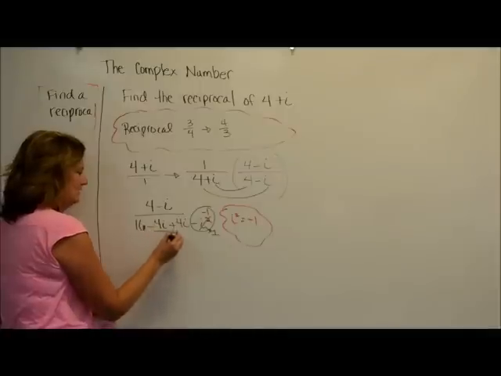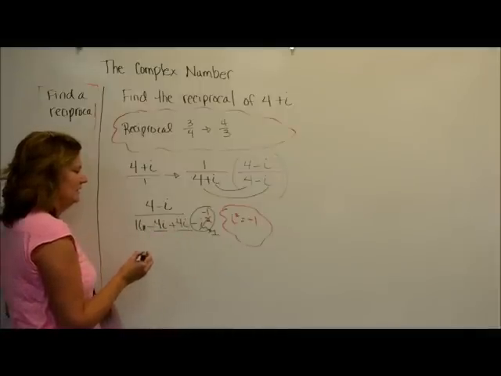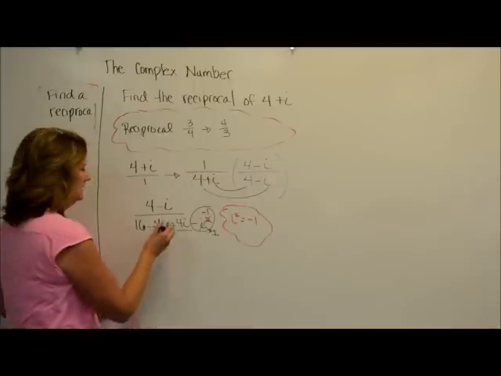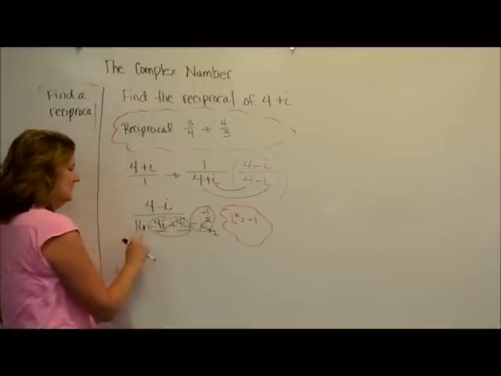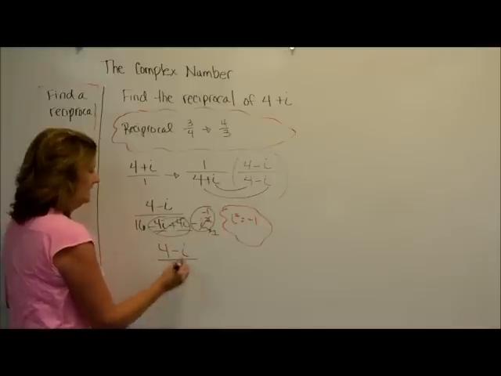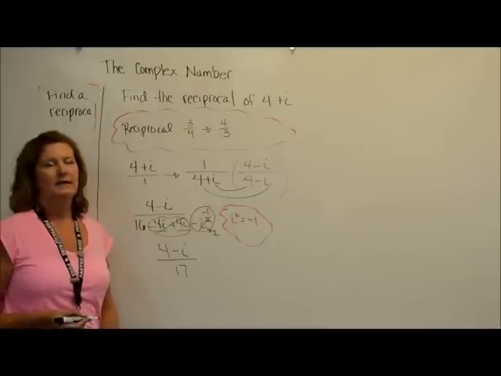Now, these two terms, when you combine them, go away. And that's why we multiply by the conjugate. So we don't have to worry about these. So now I have 16 plus 1. So I have (4 minus i) all over 17, just like that.